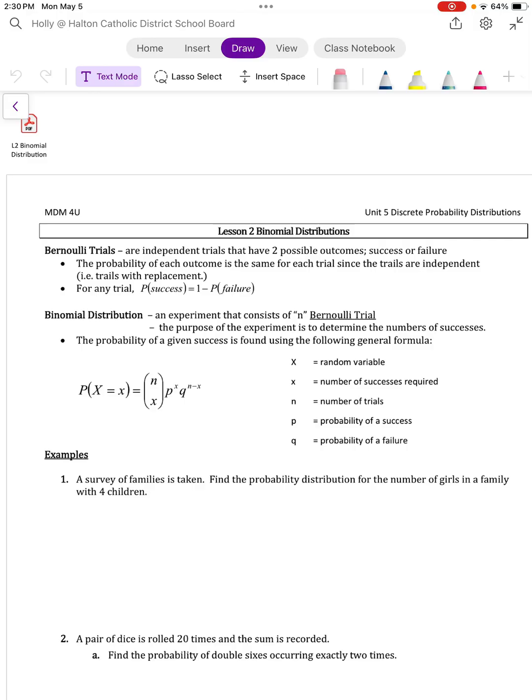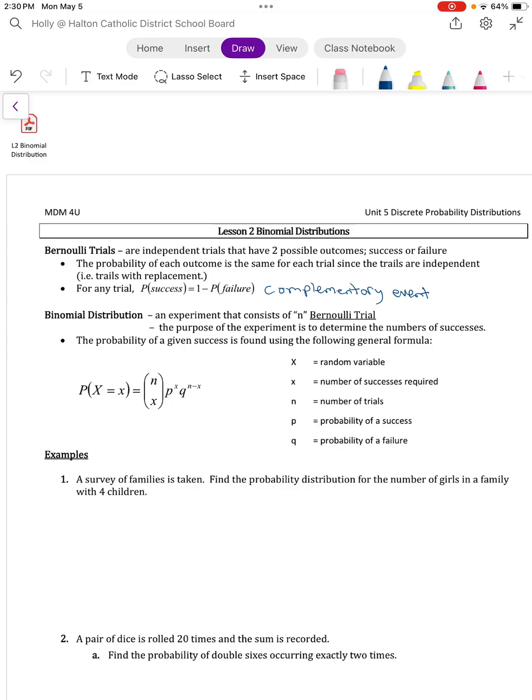So for any trial, the probability of success equals 1 minus the probability of failure. Okay, so it's a complementary event. So the likelihood of success is equal to 1 minus P of failure. This is also called a binomial distribution.